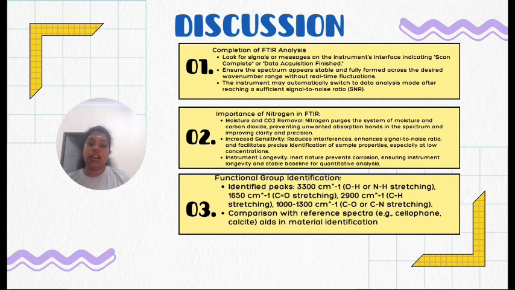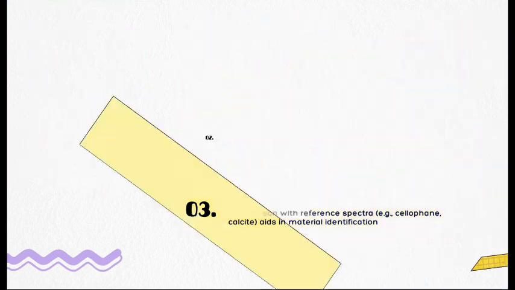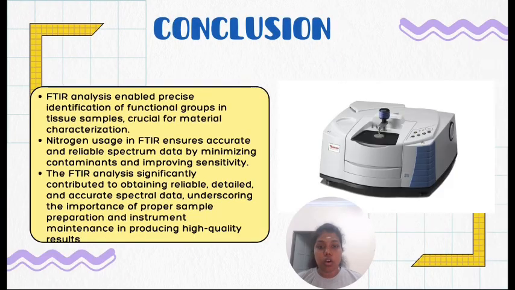Thirdly, functional group identification: to identify the peaks of the samples and compare with a reference spectrum for material identification. Next, I'm going to talk about the conclusion of FTIR analysis. It is able to provide the identification of the functional groups in our tissue samples, critical for material characterization.